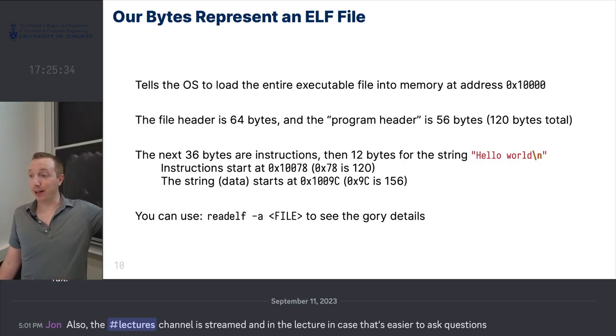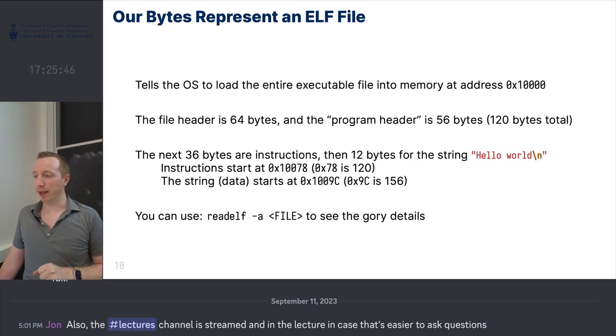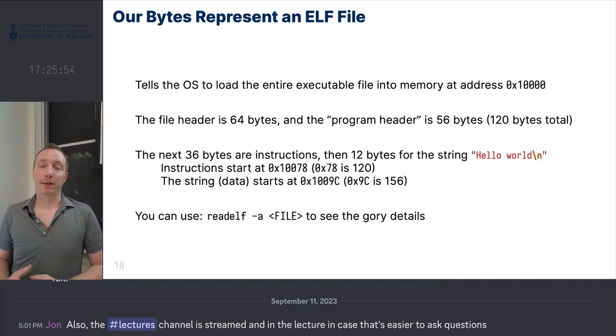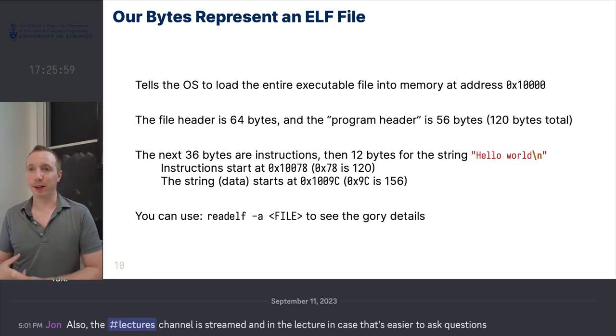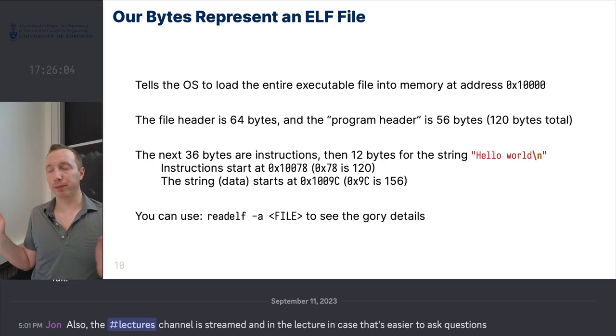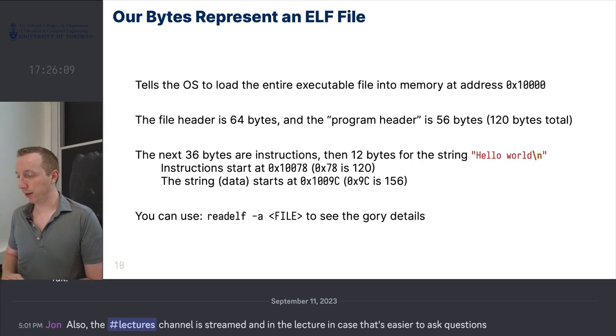Okay, so the bytes I showed you at the very beginning that printed hello world actually represent an ELF file, because, well, we also looked at the first 4 bytes of them. All this ELF file does is try to load the entire executable into memory at address 10,000 hex. If you go into the specification of the ELF file format, you'll find out that the file header has to be 64 bytes, and the program header, which basically just tells it where to load, is 56 bytes.